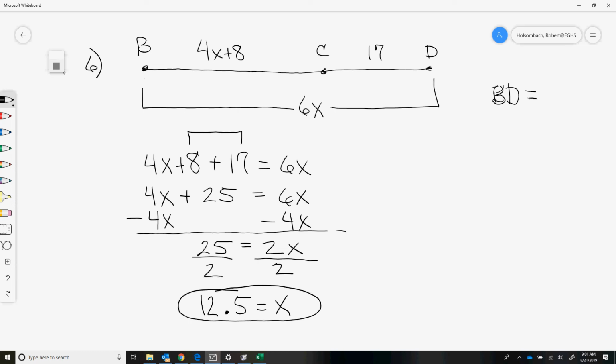So you're going to take your 6x again, and where the x is, you're going to replace it with 12.5. So 6 times 12.5 is your B to D. That is 75. So 75 right there.